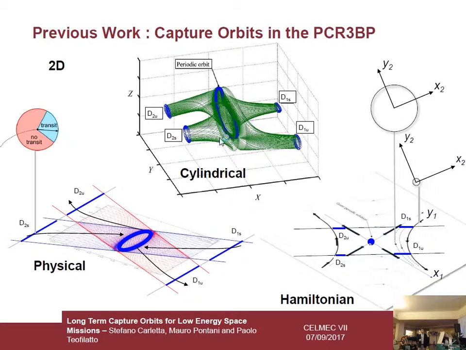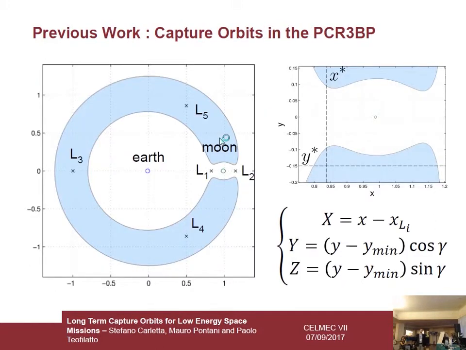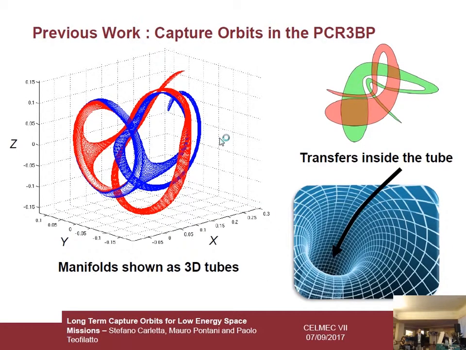So we start from the cylindrical representation used in the planar model, and we work on it by using Birkhoff's equation, reducing the state variables from 4 to 3, and making some transformation to cylindrical coordinates. So x, y, and z can now be represented in a 3D space, which is the maximum that we can represent. And the manifolds that are here can be seen as tubes. So again, running inside the tube defines the condition for transit. And the tube itself is a characteristic of asymptotic orbits.